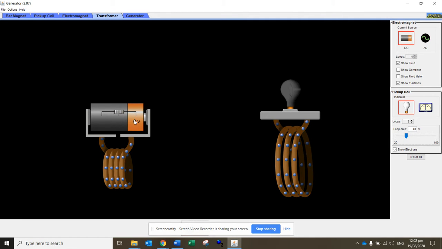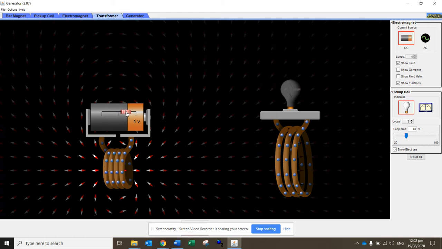One of them has got a source of power, so if I turn that on there's going to be a current, and what you know is whenever there's a current flowing through a coil, there's a magnetic field around it. These are called lines of flux.